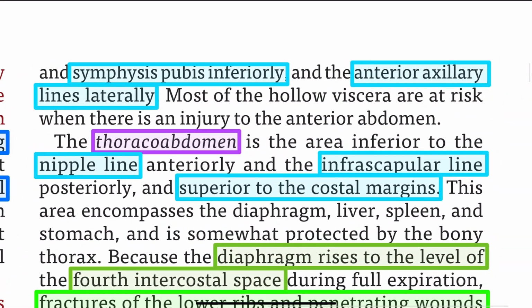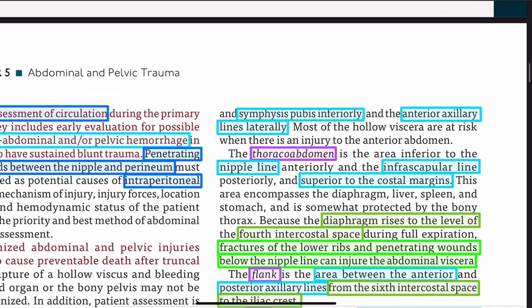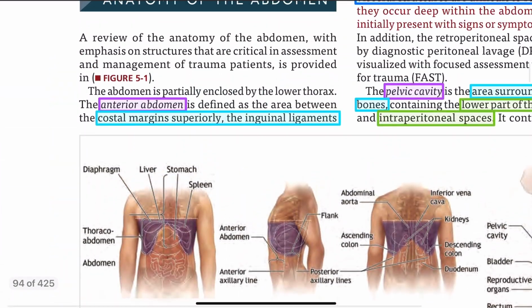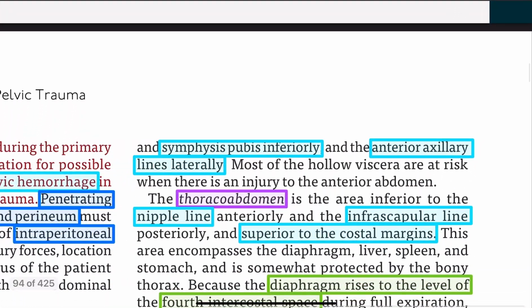And the area between the anterior axillary line, so anterior axillary line, and the costal margin above and inguinal ligament inferiorly. If I make a small rough diagram here, this is the costal margin, anterior axillary line, inguinal ligament and pubic symphysis. So this is the anterior abdominal wall.